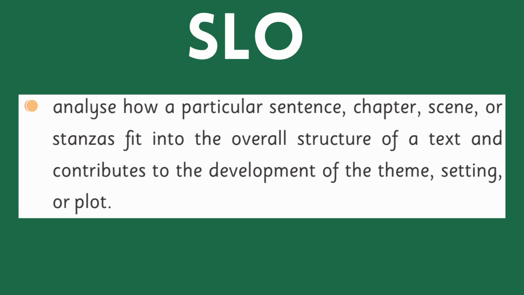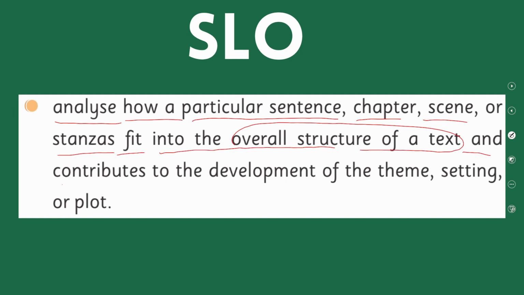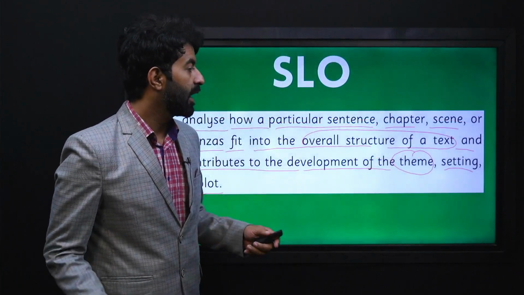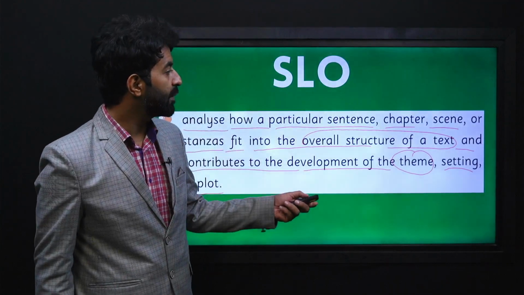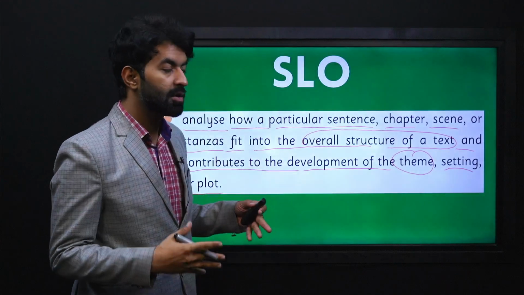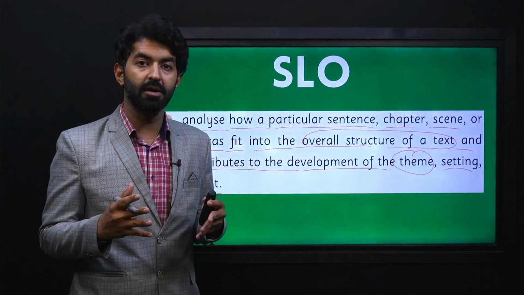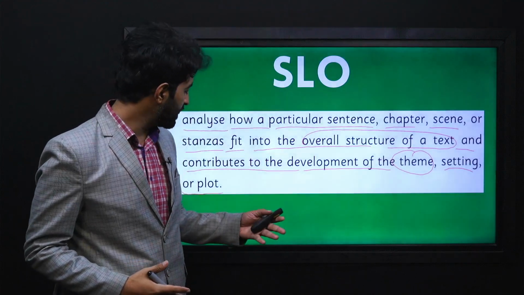So our student learning outcome is to analyze how a particular sentence, chapter, scene or stanzas fit into the overall structure of a text and contribute to the development of the theme, setting, or plot. So this is our SLO. It is about analyzing any particular sentence or any chapter, scene, or stanzas that fit into the overall structure of the text and how they contribute to the making of the theme or setting or plot.